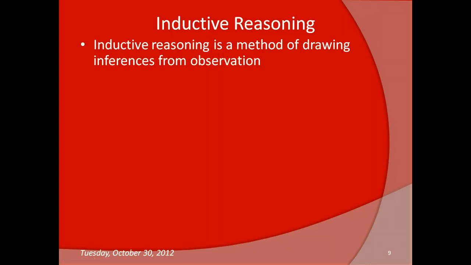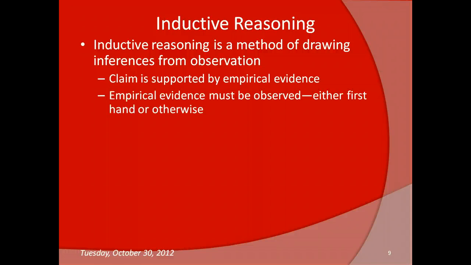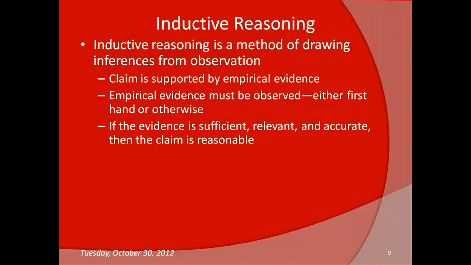Let's talk about inductive reasoning. Inductive reasoning is a method of drawing inferences based on observation. The claim in an inductive argument is supported by empirical evidence. That's just another word for observed evidence or observable data. Empirical evidence must be observed, either firsthand or otherwise. So it's something that has happened or is happening that is observed. If the evidence is sufficient, relevant, and accurate, then the claim is considered reasonable.